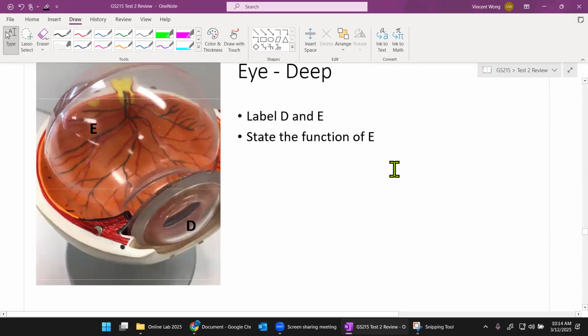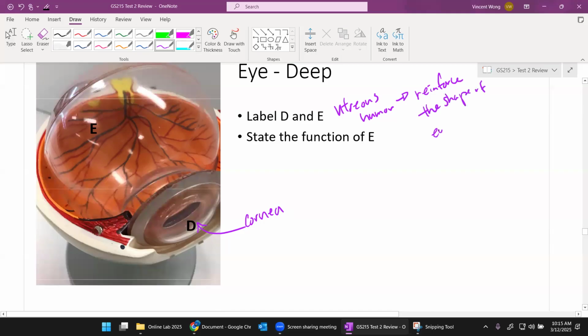Once you open up the eyeball, you can see the vitreous humor right here. D over here at the front, that's the cornea. And as stated, the function of the vitreous humor is that it reinforces the shape of the eyeball. That's where the floaters are going to be, okay? It's floating around in your field of view.